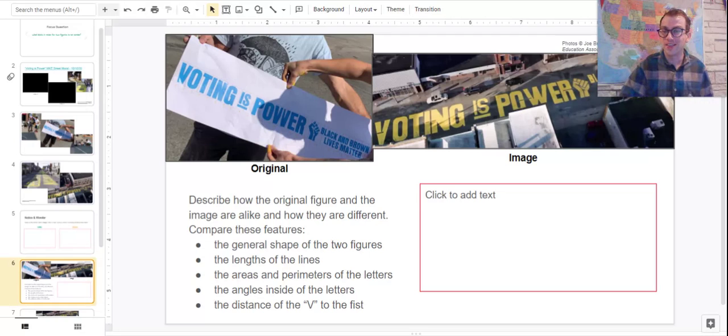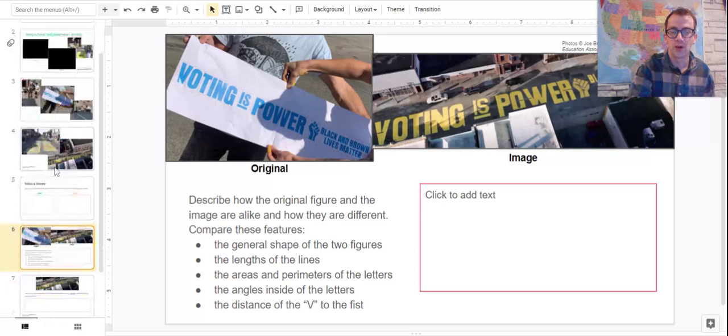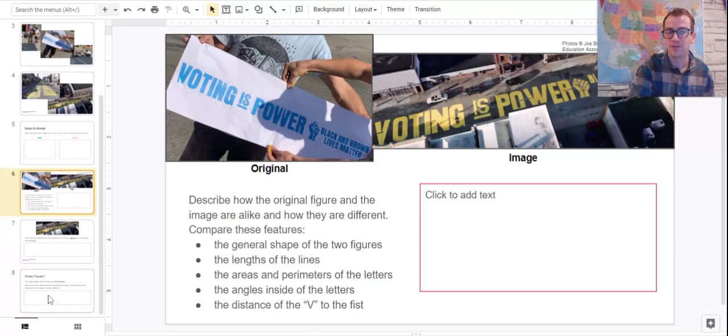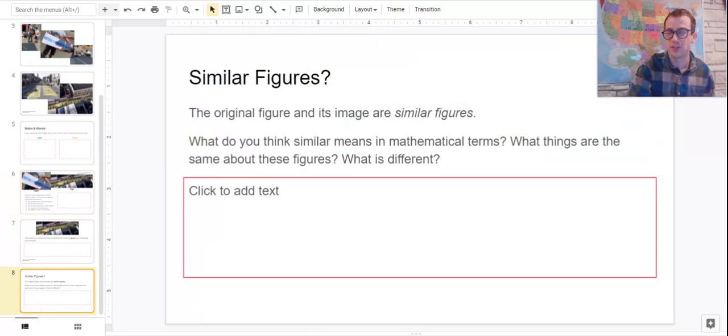We notice that the shape is basically the same. It says the same thing, the design looks basically the same, but there's a big, big difference. And obviously, that's the size, right? So to go from the original to the image, the shape stays the same, but the size changes. And that's really foundational to our entire unit where we are going to be exploring what it means if two figures are similar to each other.